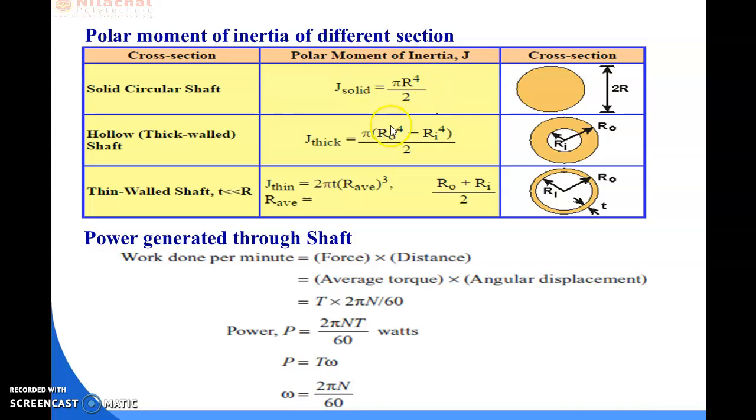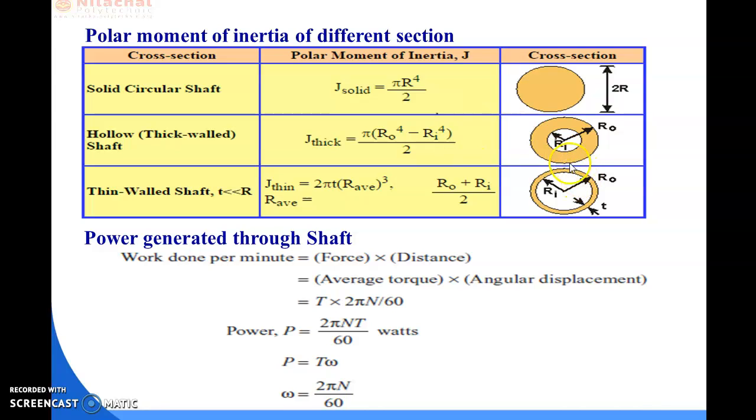After that, if the circular section is hollow type and the thickness of the hollow circular section is large, then you can use this formula, that is pi into r0 to the power 4 minus ri to the power 4, divided by 2. Here r0 is the radius from the center to the outer circle and ri is the radius of the inner circle.